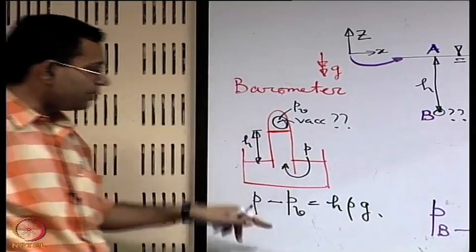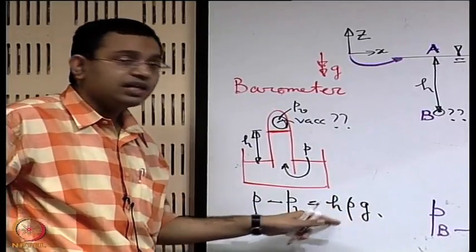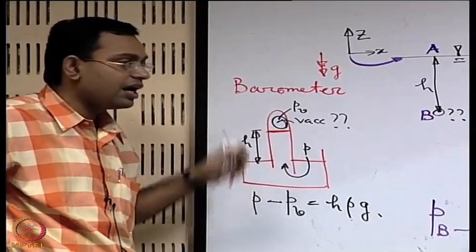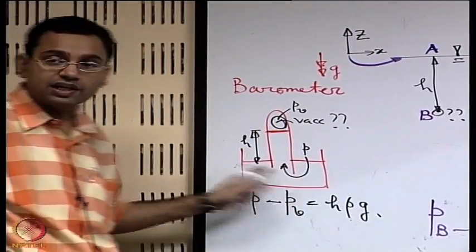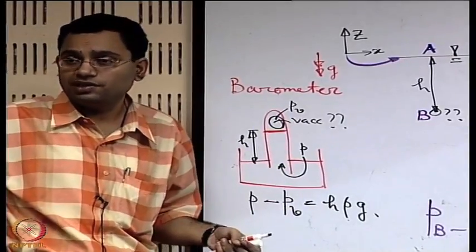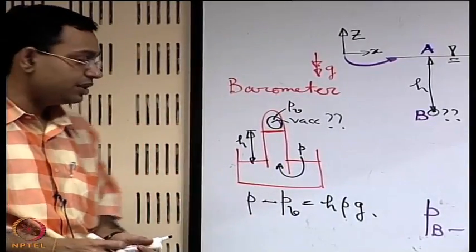So if there is a vapor pressure, you cannot just use H rho g for the estimation of the atmospheric pressure, but you have to make a correction because of the presence of the vapor, and that is a function of the temperature, because vapor pressure varies with temperature.